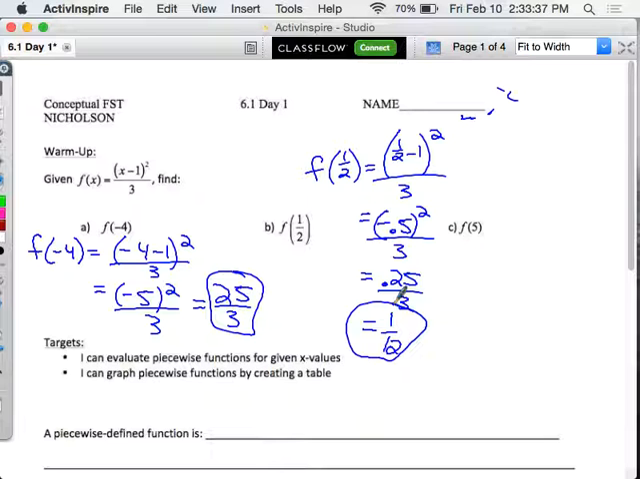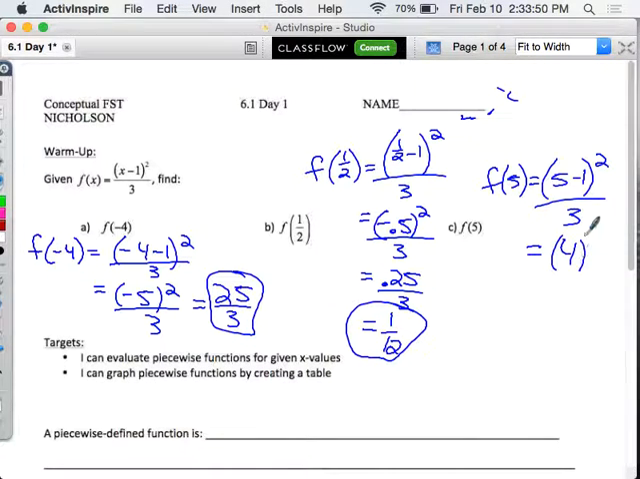All right, then the last one, plugging in 5. So f of 5 means do (5 minus 1) squared over 3. So that's 4 squared over 3, which is 16 over 3. That's some sort of decimal, but we're just going to leave it like that also. Okay, so that's a recap. Plugging in values, make sure you always keep the thing that you plug in in parentheses.